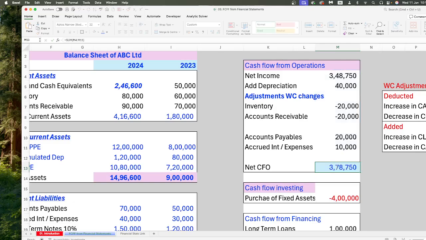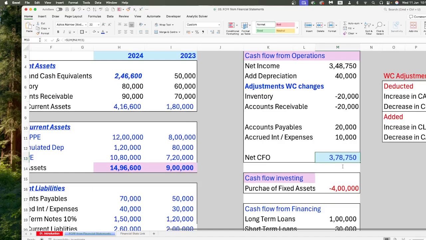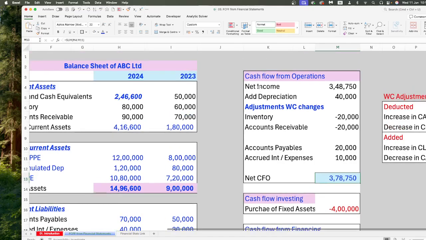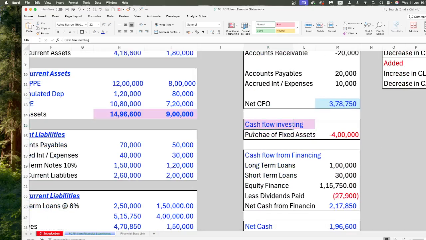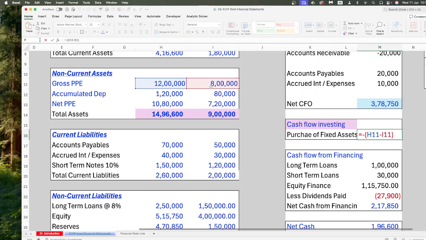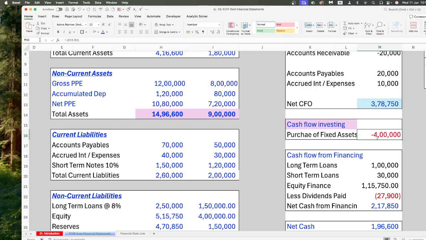Now we have the net cash flow from operation is 3,78,750. So three broad items in cash flow from operation using indirect method: net income, depreciation, then we have adjustment to working capital changes. So cash flow from investing consists of the increase in the investment in the PPE in this particular example. So we have 12 lakhs minus 8 lakhs is 4 lakhs. So that is an investment that goes out as a negative. Other items that can be included in cash flow investing: sale of any long-term assets, investment in securities and sale of investment securities, etc., and acquisition of a firm. All these things will come into the investing.